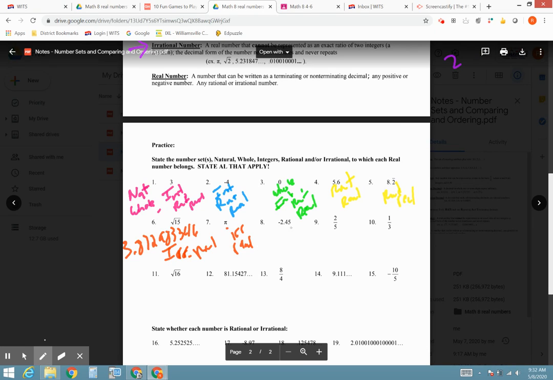Okay, what do you think about number 8? Go ahead and try that now. Okay. So number 8. Hopefully you picked that it is not natural because it has a piece and it's negative. We don't count with negative numbers. It's not whole because it has a decimal portion. It's not an integer because it has a decimal portion. So this one would just be rational and real.